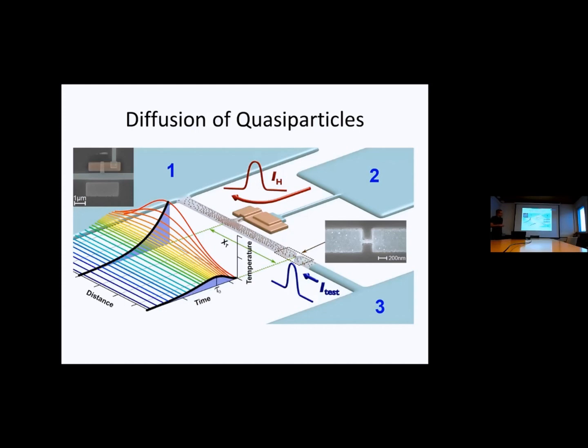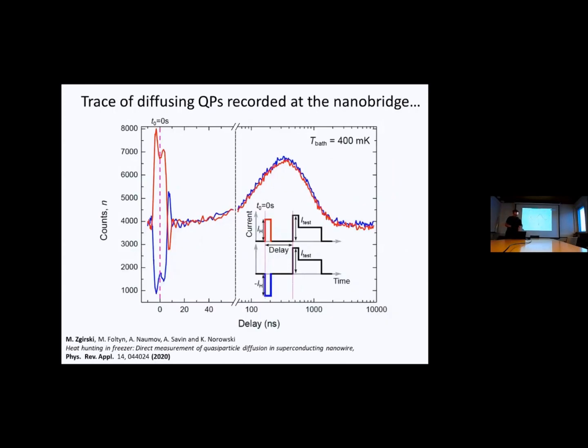But here on this tail, it should be first zero, and then it should pick up and come back. So this is what is measured in experiment. Here is the timing of the experiment: display, heating pulse, testing pulse, delay. Here is the same delay. Here is linear scale, here is logarithmic scale.